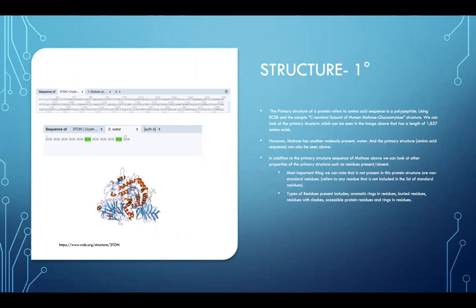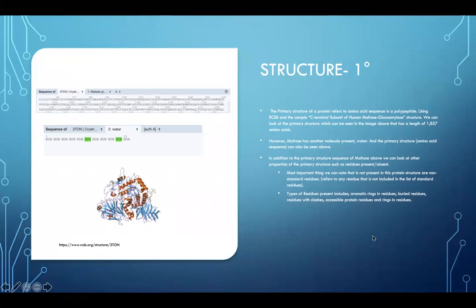Using RCSB and the sample C-terminal subunit of human maltase glucoamylase structure, we can look at the primary structure, which can be seen in the image above to the left, that has a length of 1,857 amino acids. However, maltase has another molecule present, which is water, and the primary structure or amino acid sequence can also be seen above to the left.